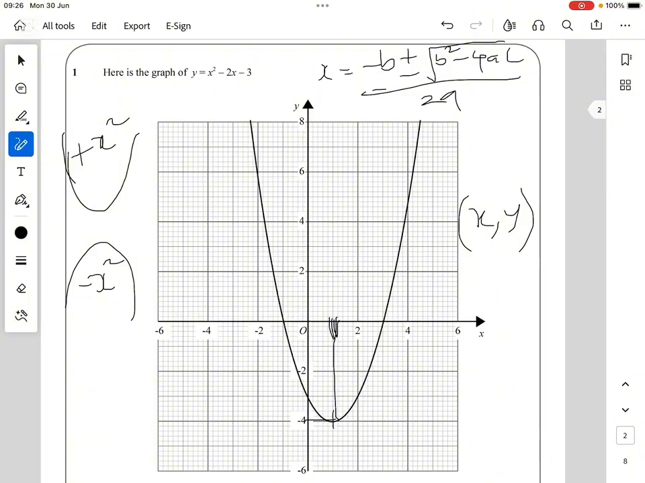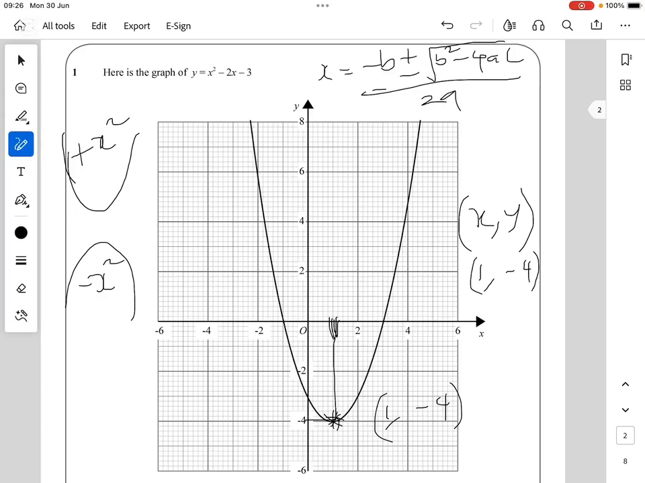So the first question, to get our turning point, which is this point right here, is 1, minus 4. So the value of x is 1, the value of y is minus 4. 1 and minus 4. That is our turning point. That's number 1 solution, the turning point of the graph.